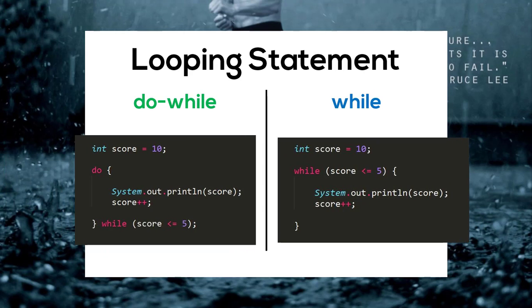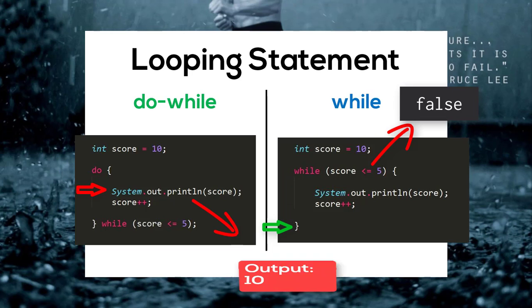Now assuming we have declared a variable named score with the value of 10, and we all know that since 10 is not less than or equals to 5, this expression will be evaluated to false, but the statements within the do block will still be executed at least once.